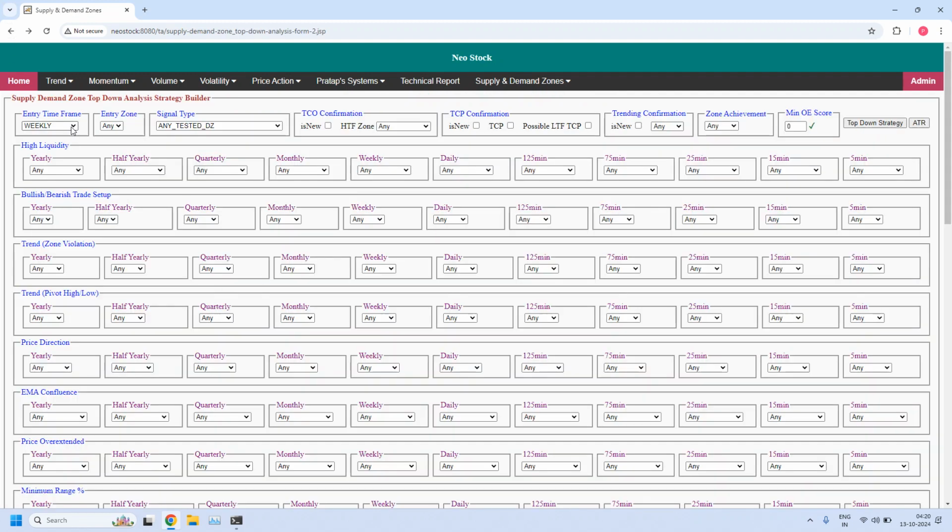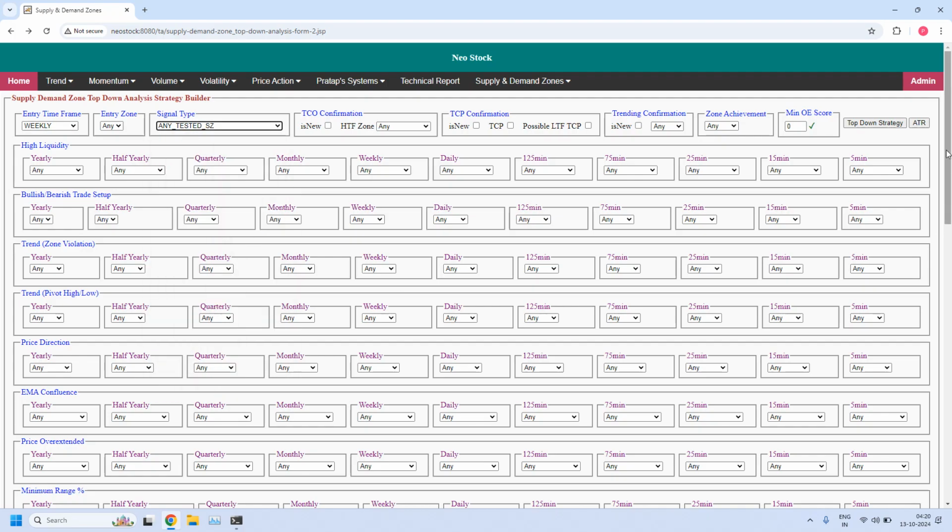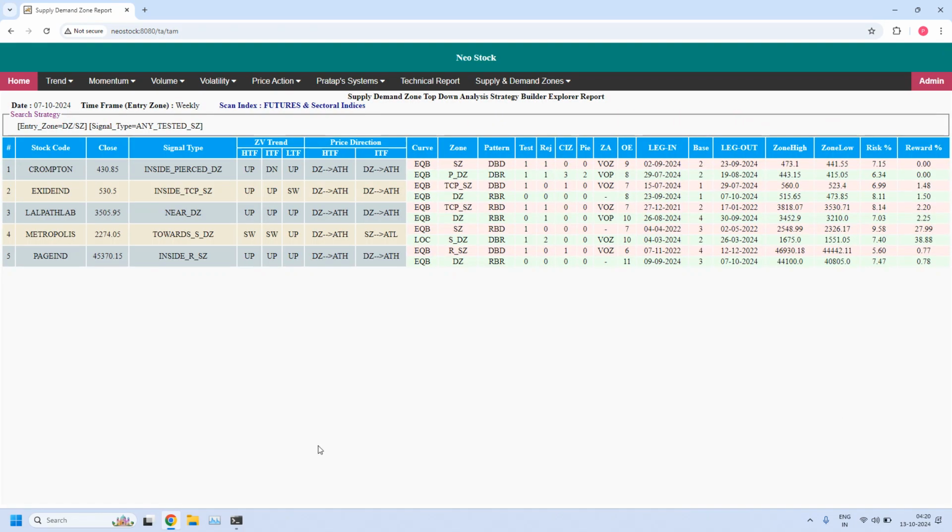Okay, next for weekly time frame, let us find the stocks having supply zones tested, weekly supply zones. Only these 5 stocks, the weekly supply zones are tested.